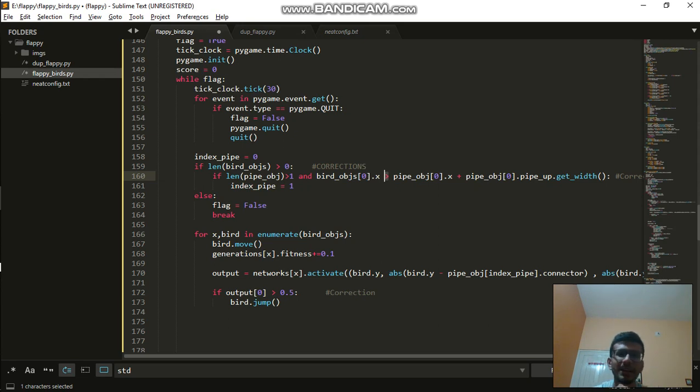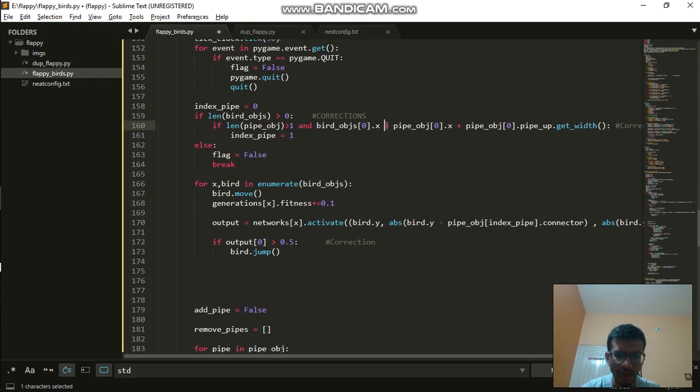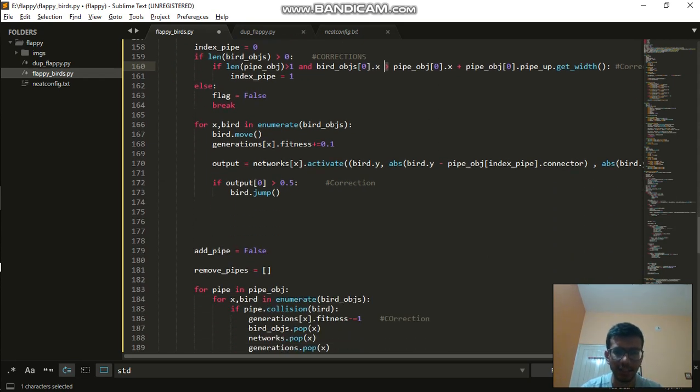So when will our index of pipe change? When our bird has already crossed the previous pipe. That means that the x coordinate of the bird is greater than the x coordinate of the previous pipe. So this was a mistake that I made, as well as one more mistake: in the pipe object, the [0] was not there. This mistake I just told.